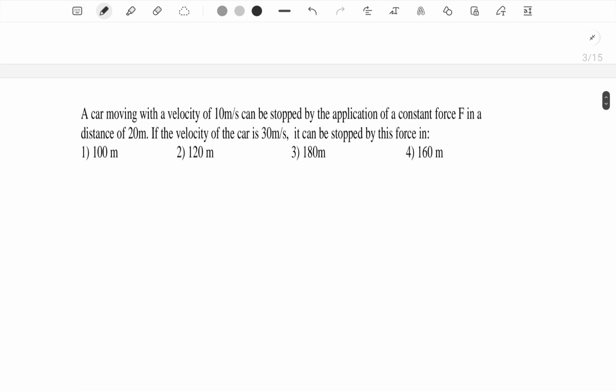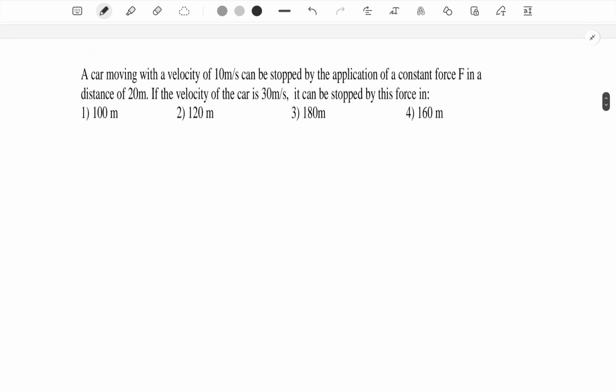Let's proceed with the next problem. Now look at this one. A car moving with a velocity of 10 meter per second can be stopped by the application of a constant force in a distance of 20 meter. If the velocity of the car is 30 meter per second, in what distance can it be stopped by this force? If you are applying a constant force, the acceleration of the body would be constant.